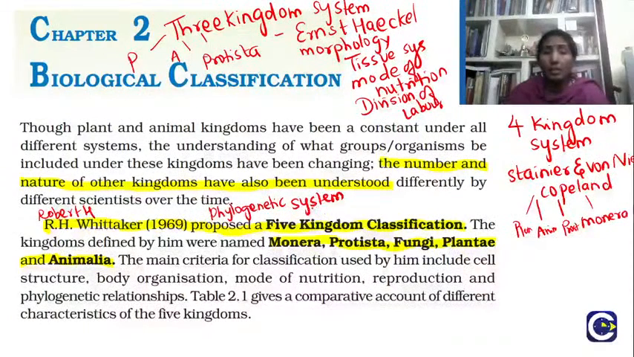It is based on three main criteria. So he took three criteria and he made it. One is the complexity of the cell structure. Second, he took the complexity of the organism, like unicellular, multicellular. Then he took the mode of nutrition.